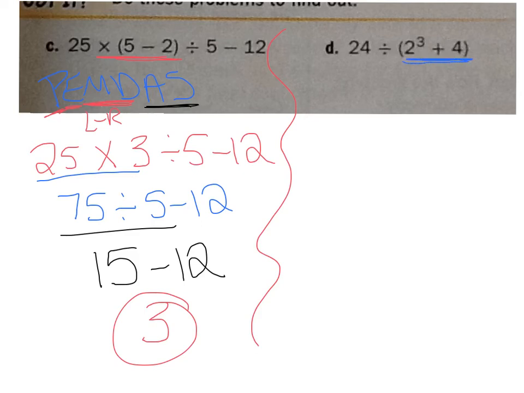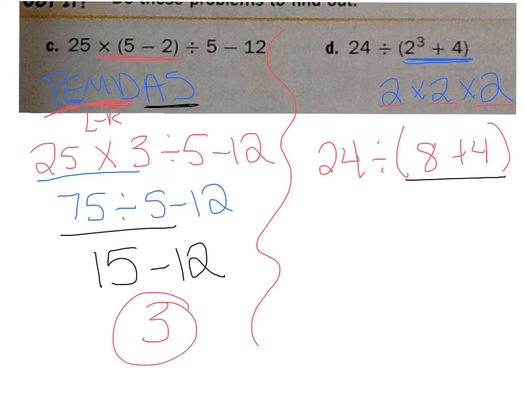Inside the parentheses, I need to still follow PEMDAS. So if you look, exponents comes before adding. So exponents, 2 to the 3rd power. Well, we've talked about exponents already. That's the same as taking 2 times 2 times 2. So let's copy down the rest of the problem. I have 24 divided by 2 times 2 is 4. 4 times 2 is 8 plus 4. I'm still working inside the parentheses, and when I copy that down, I get 24 divided by 8 plus 4 is 12.